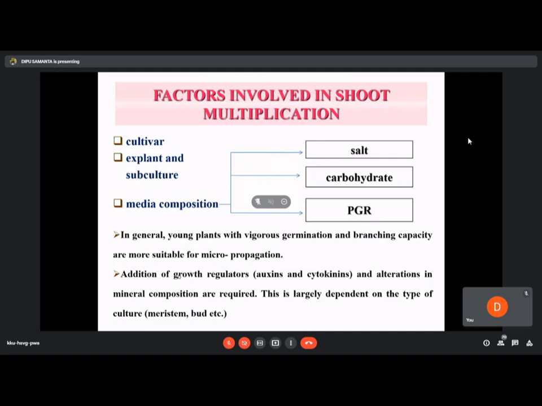The factors are cultivar, explant and subculture, and media composition. In the media composition, three important things are there, that is salts, carbohydrate and plant growth regulators. In general, young plants with vigorous germination and branching capacity are suitable for micropropagation. In addition to that, sometimes some growth regulators are required. We generally use different kinds of cytokinin for shoot bud multiplication.